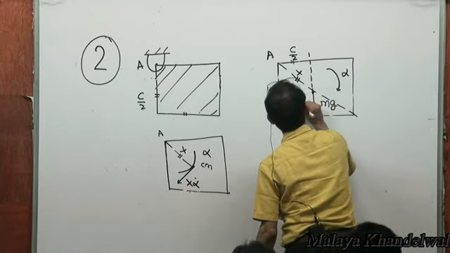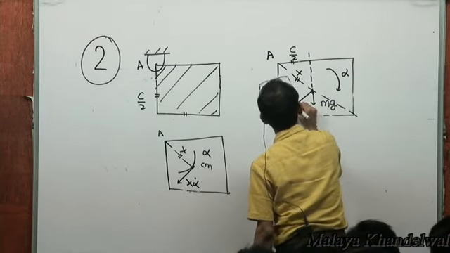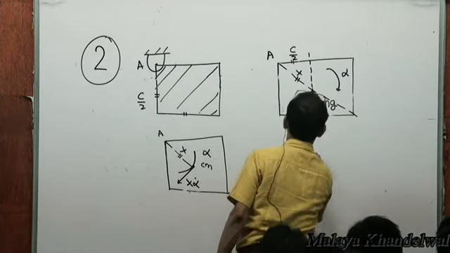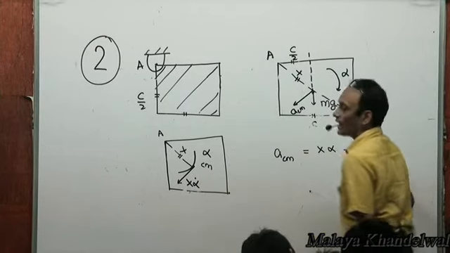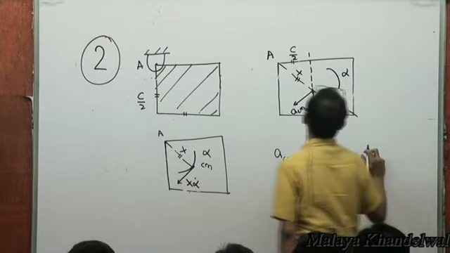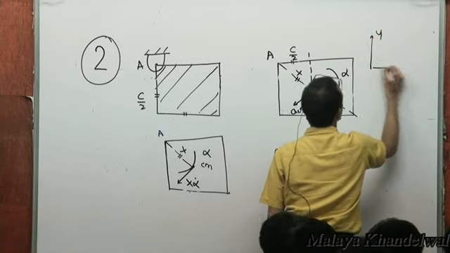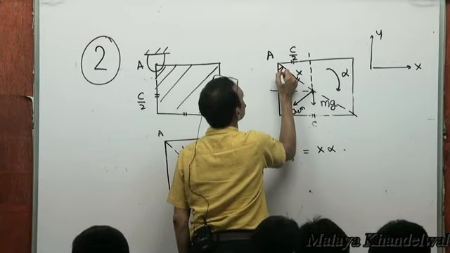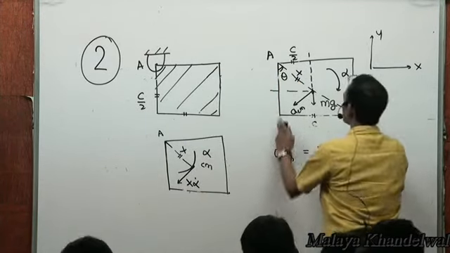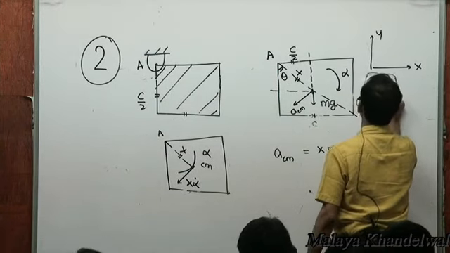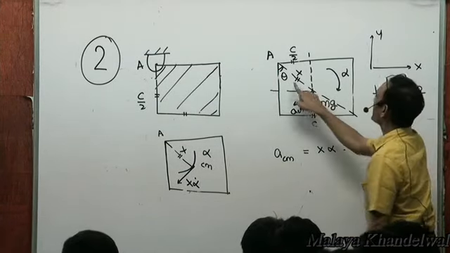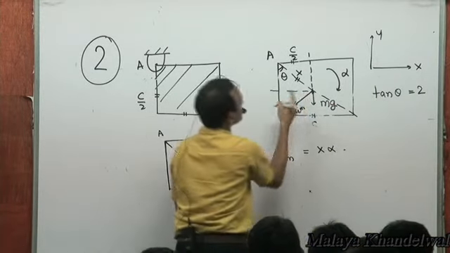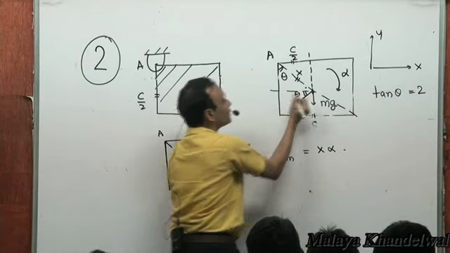So the acceleration of the center of mass, ACM, is x alpha. X has been known, alpha has been known. And if you want to resolve it, say this was the y direction, this was the x direction, and say this angle was theta, then this is c by 2, so tan theta would be 2, isn't it? C divided by C by 2, that's 2.